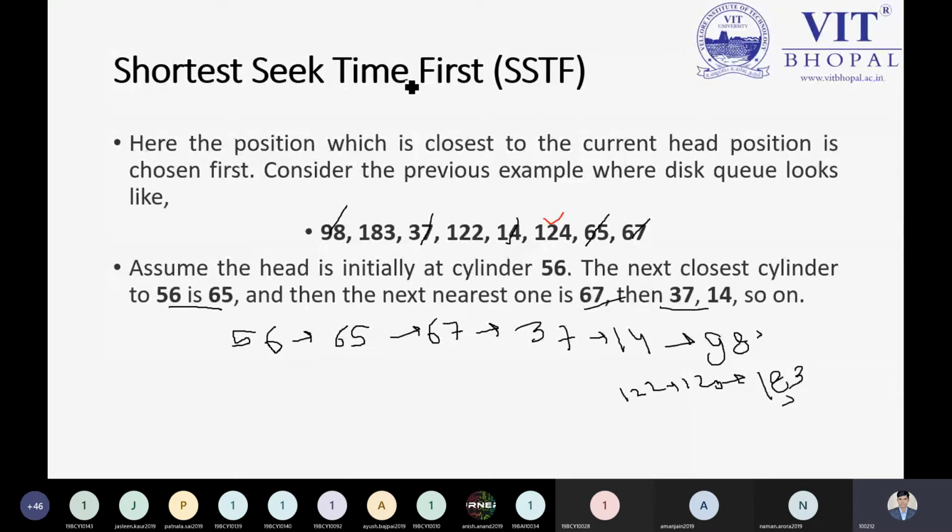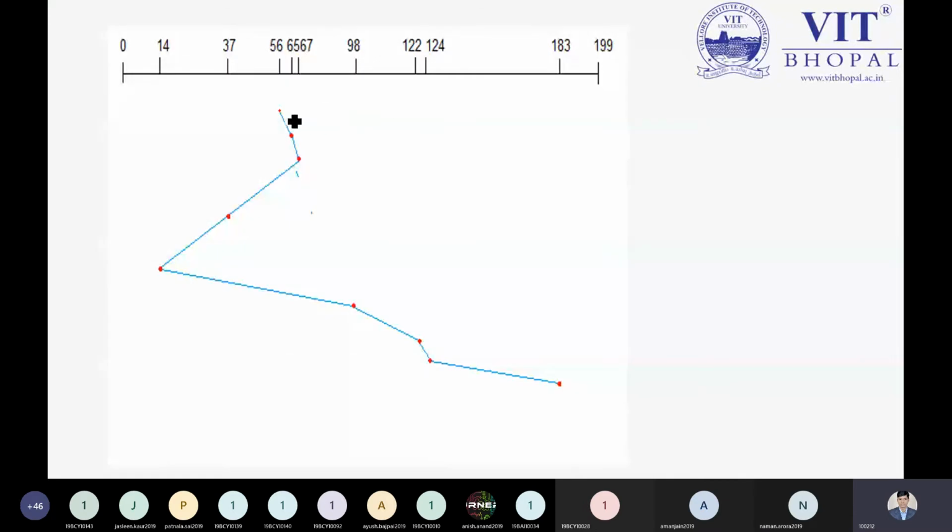Okay, shortest seek time means you need to find the shortest or closest time to the given head position. So we have this diagram. We have 56 over here, and the closest is 65. Simultaneously we need to find the total number of head movements. It is very easy to find out.